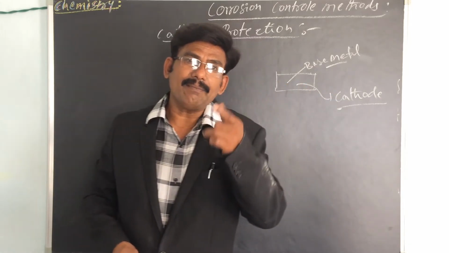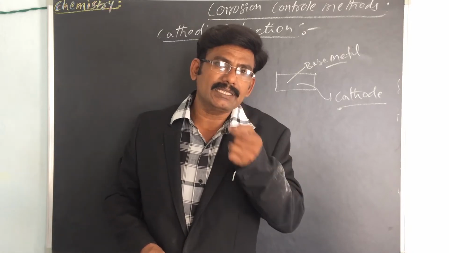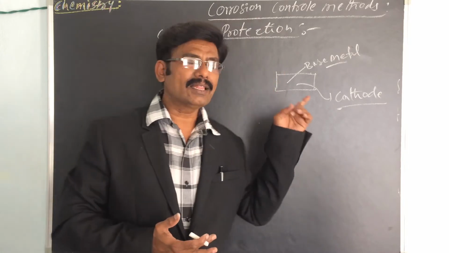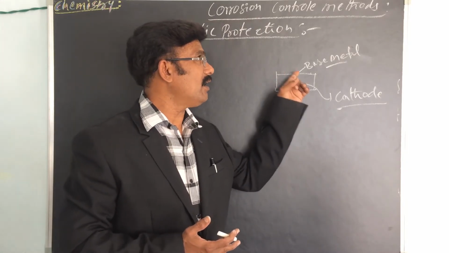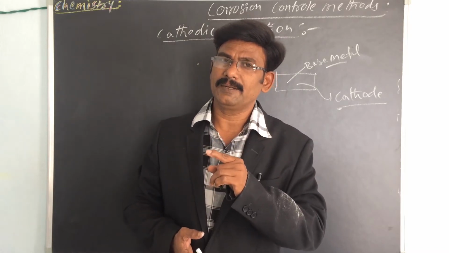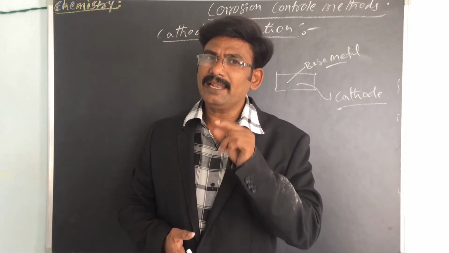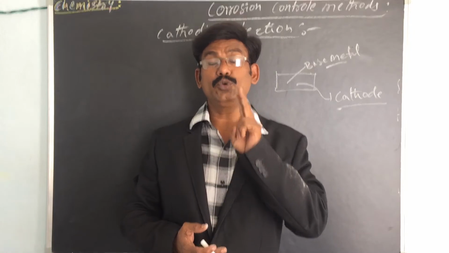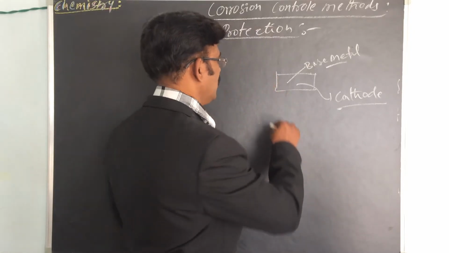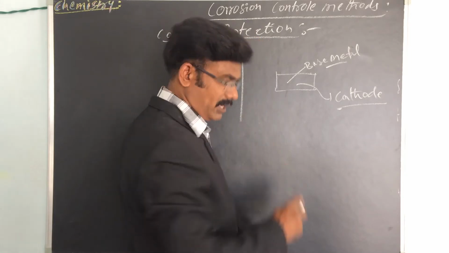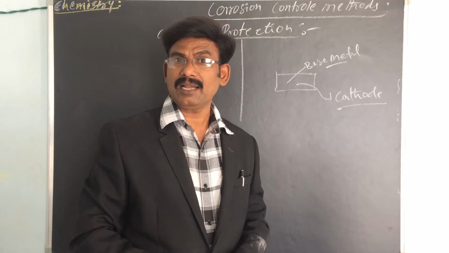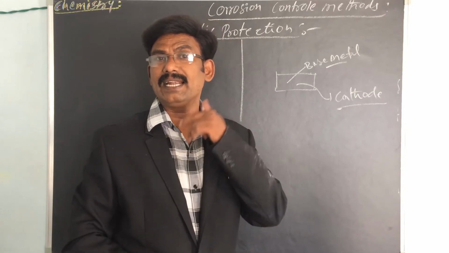The method of protecting the base metal by making it behave like a cathode is called cathodic protection. This again has two types. There are two types of cathodic protection: one is the sacrificial anode method, another one is the impressed current method.